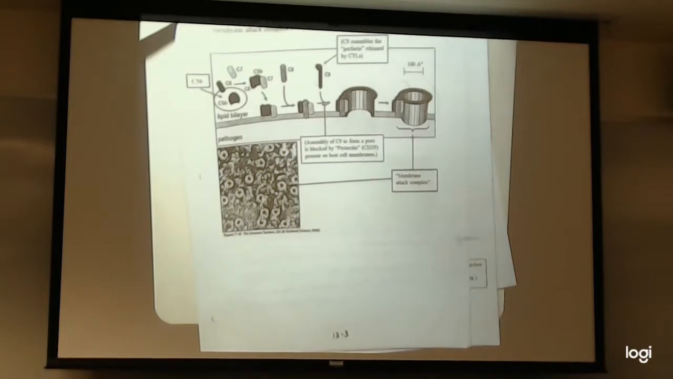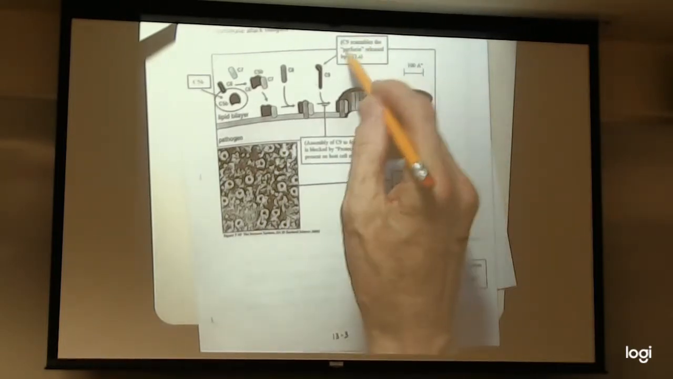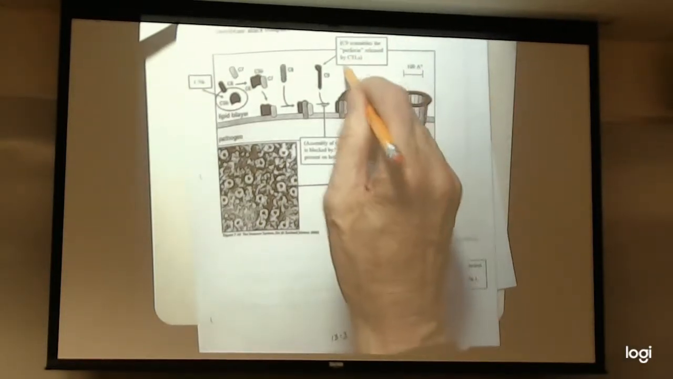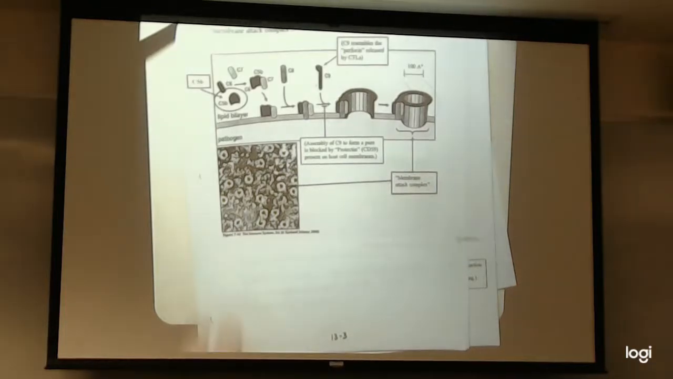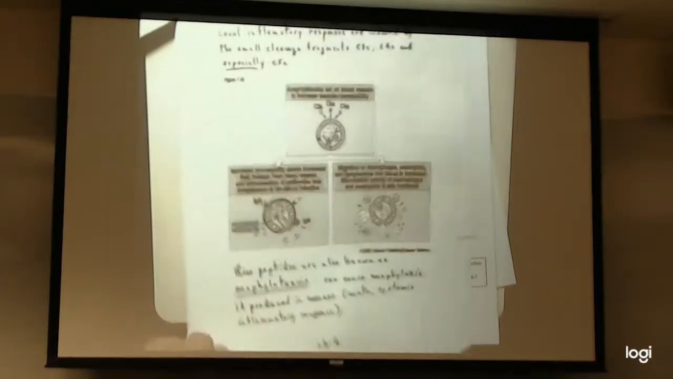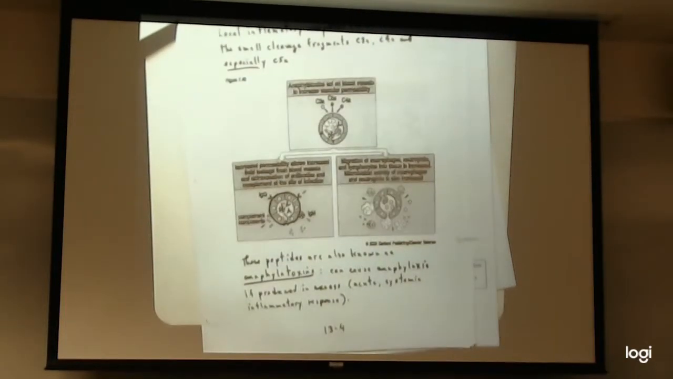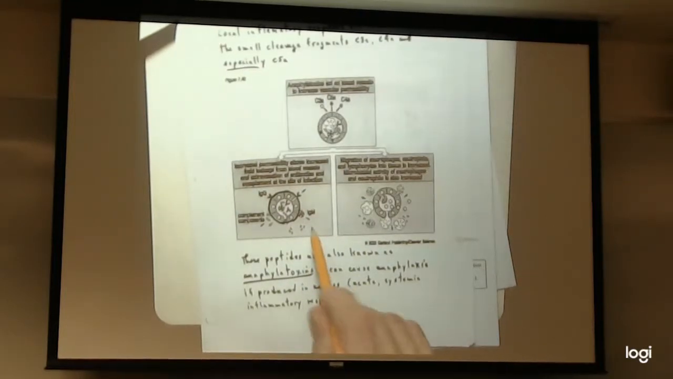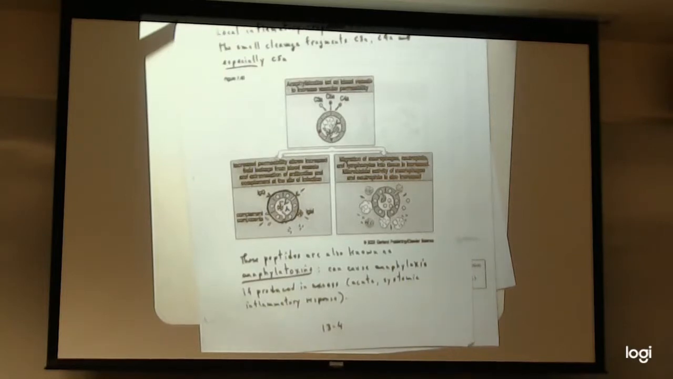So you'll remember C9 resembles the perforin released by killer T cells. And then the small pieces that you get function as signaling molecules themselves. They are called anaphylotoxins.